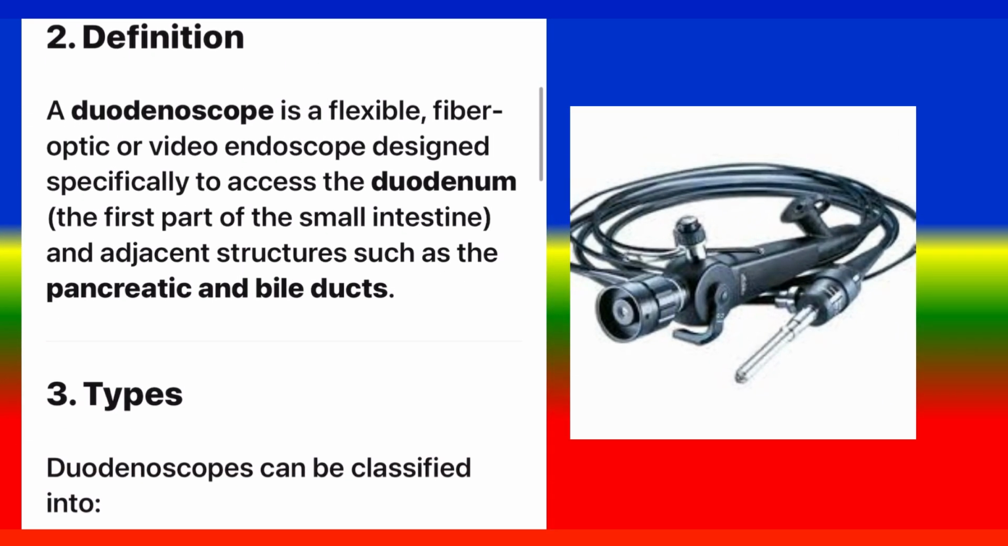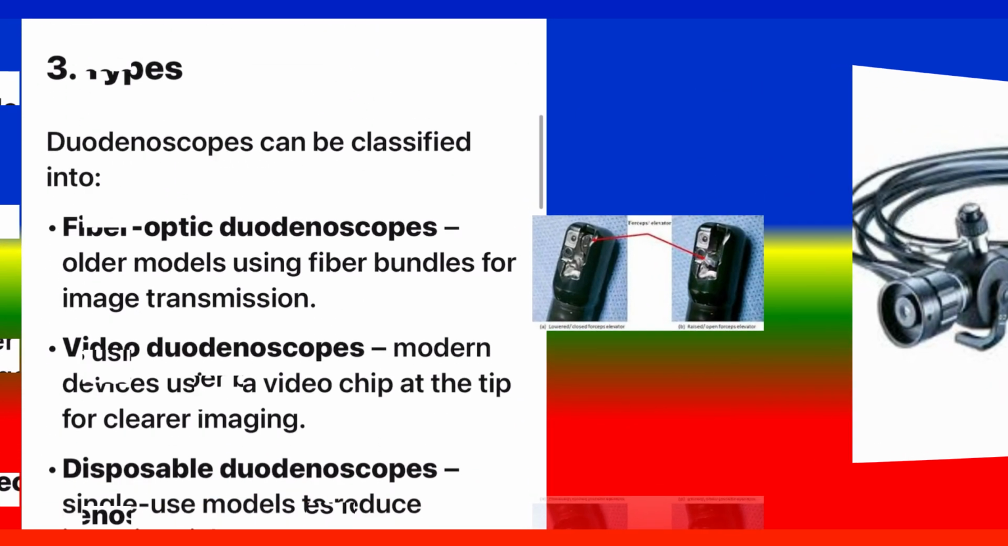2. Definition. A duodenoscope is a flexible, fiber optic, or video endoscope designed specifically to access the duodenum, the first part of the small intestine, and adjacent structures such as the pancreatic and bile ducts.